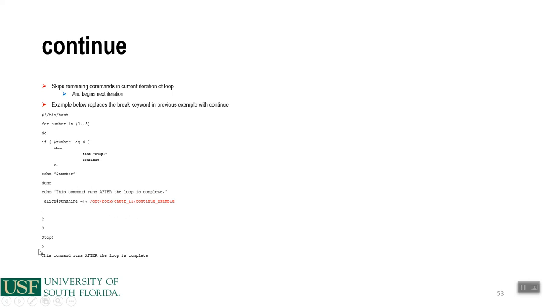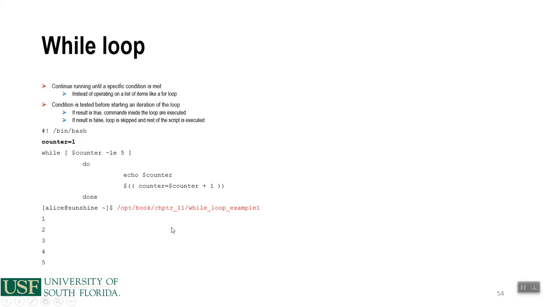So if we were to actually run it, it's going to print 1, 2, 3, then echo stop because we've got number 4, but we continue the loop. And then the command that runs after the loop is complete gets printed out. So that's with a for loop.